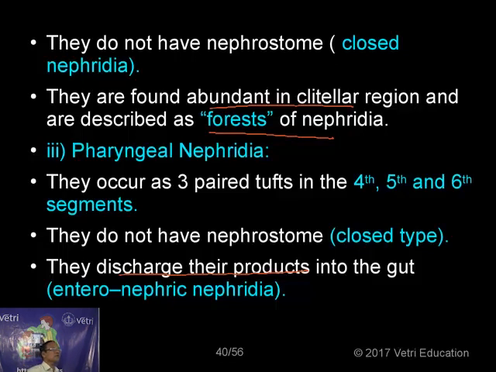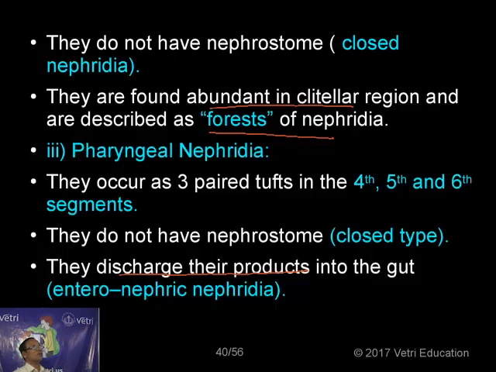Now what is the next type? We have pharyngeal nephridia. We have normally 3 pairs of pharyngeal nephridia found in segments 4, 5 and 6, as in the case of the blood glands. Now they do not have any opening, namely the nephrostome, hence called closed nephridia. They open into the intestine just like the septal nephridia, hence called enteronephric nephridia. So septal nephridia and the pharyngeal nephridia are called enteronephric nephridia because they open into the intestine.